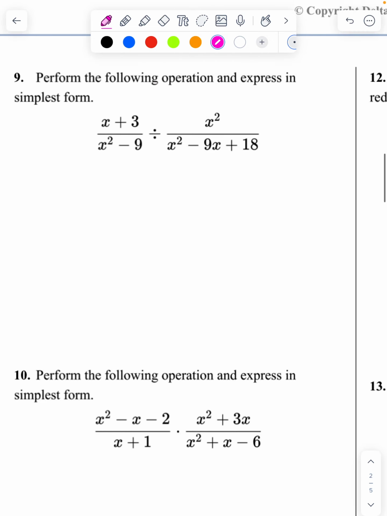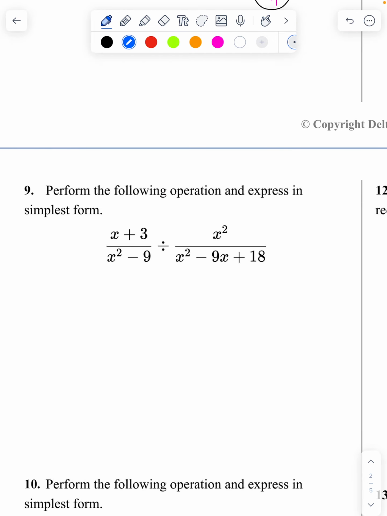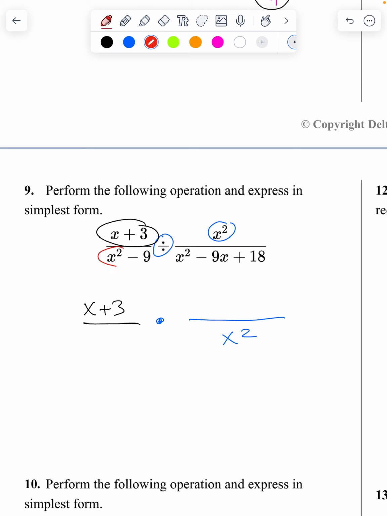Now we're going to go to number 9. More practice here. Again, I see division. So I know I'm going to be multiplying and then flipping. So I've already put that on the bottom there. But I just want to factor all this stuff out. So this first part is x plus 3. On the bottom here, this is difference of squares. So this will be x plus 3 times x minus 3. Then this part right here, which has to go on the top, I'm going to factor that.